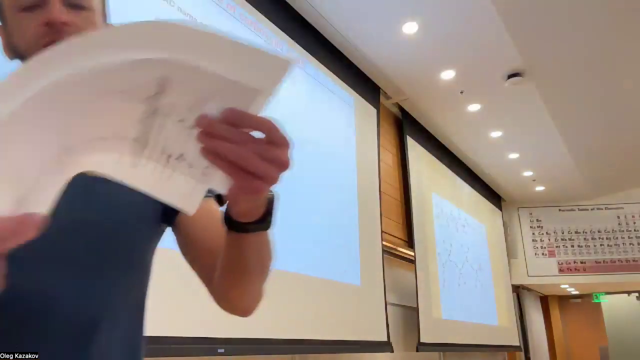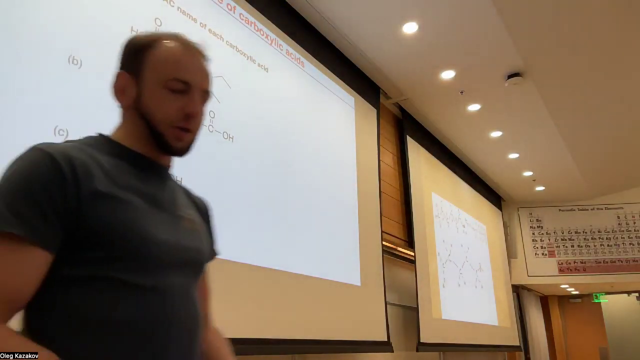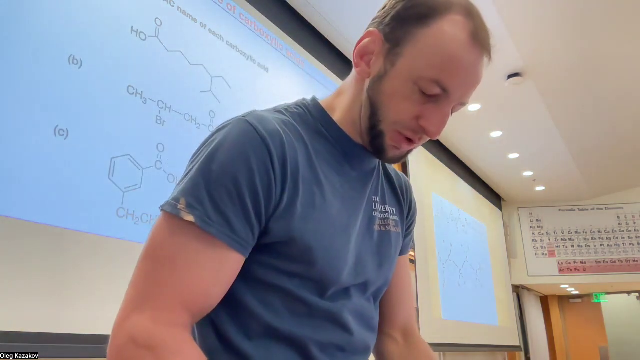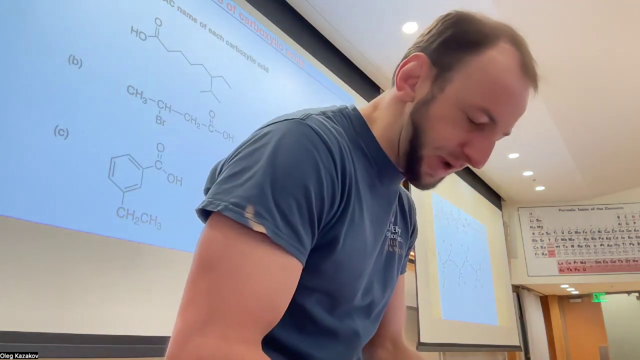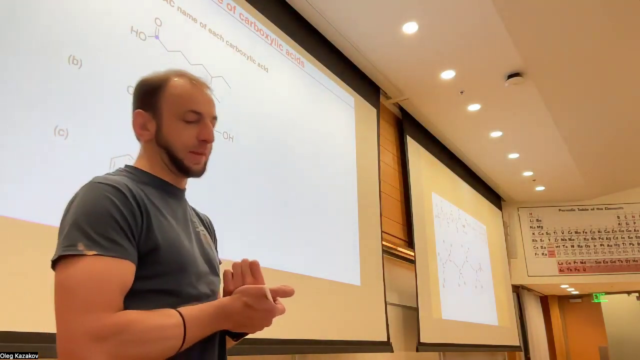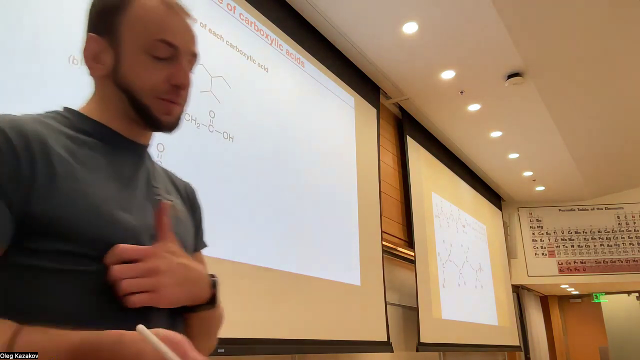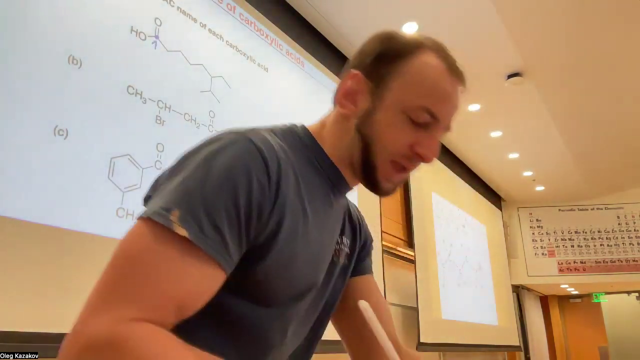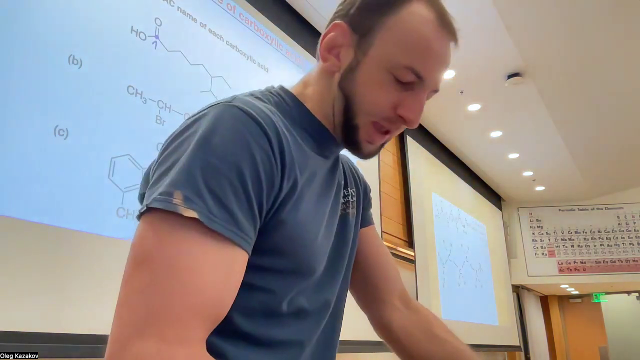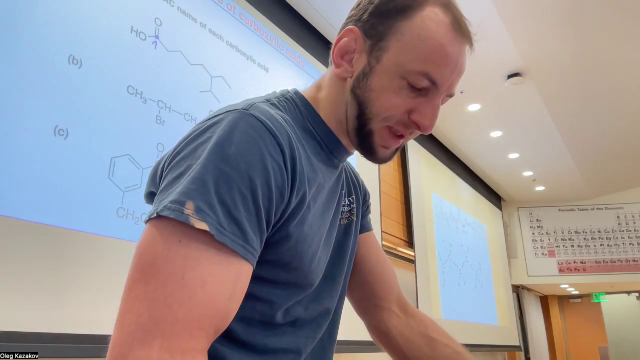Here, what we need to do for example A is of course find the longest chain, which we can do, and we will number it. This one will be number 1. The carbonyl carbon of the carboxylic acid will have to be number 1, so we can name it as such. Now we can count: 1, 2, 3, 4, 5, 6, 7, 8, right?